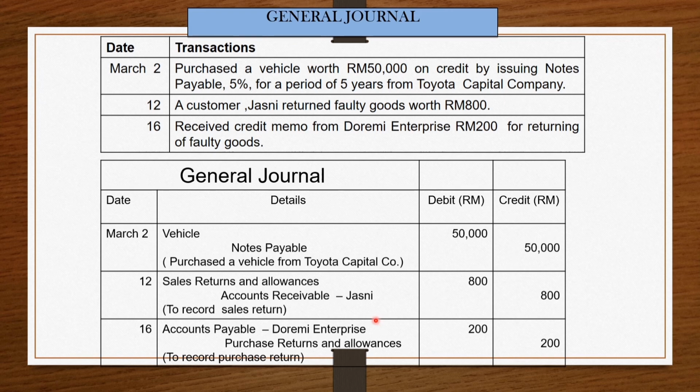The last transaction, 16th of March, debit account payable 200 because it will reduce the liabilities, and credit purchase return and allowance. The amount is 200. And don't forget to write down the narration to record purchase return. So these are the transactions that we have to record in the general journal. The first one represents purchase of fixed asset on credit. The second one, sales return. And the third one, purchase return.